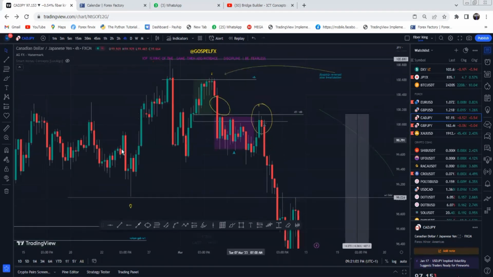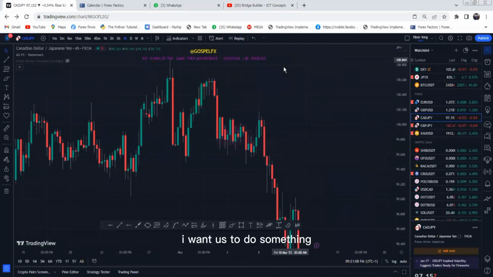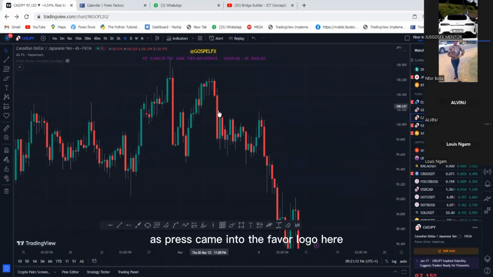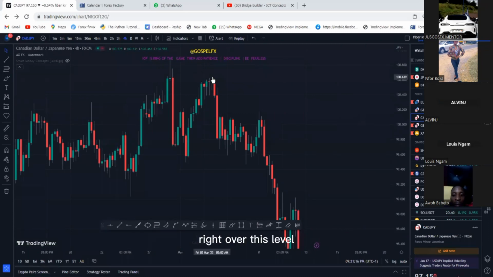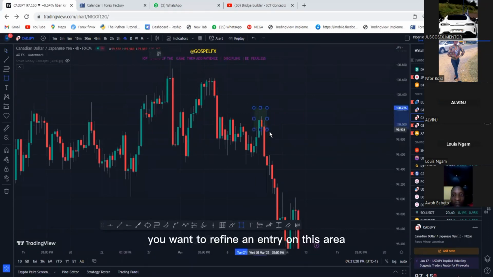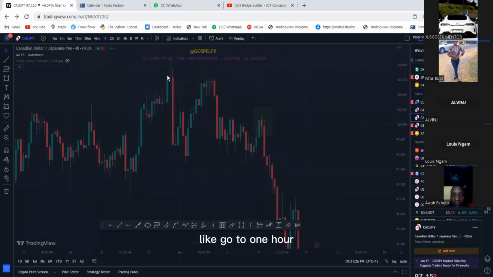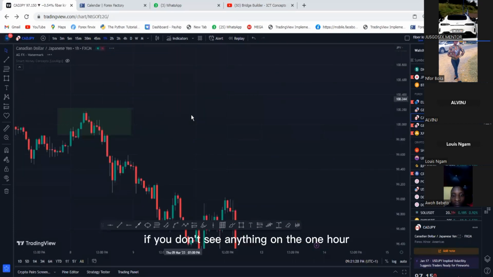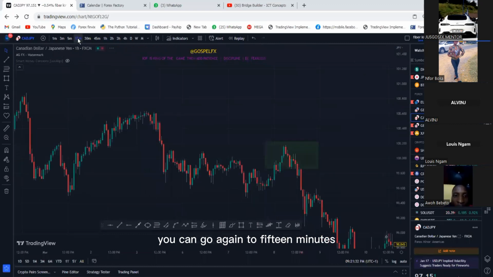Now I'm going to just remove drawings. I want us to do something. As price came into the fair value gap here, if you are afraid of putting your stop loss right up at this level and you want to refine more, you want to refine an entry on this area before you sell, then now you can start going to time frames like 1 hour. If you don't see anything on the 1 hour, you can go again to 15 minutes.